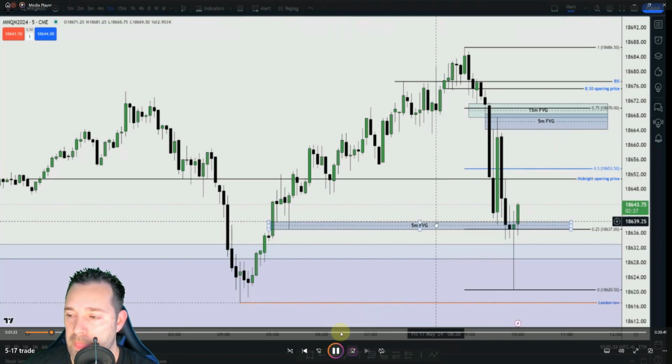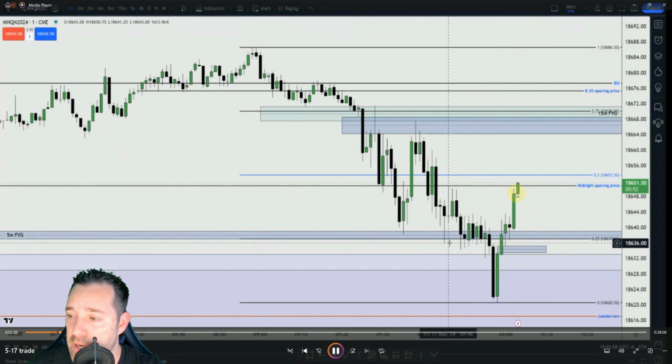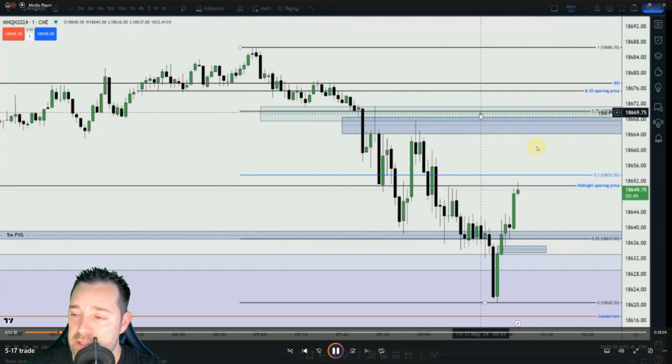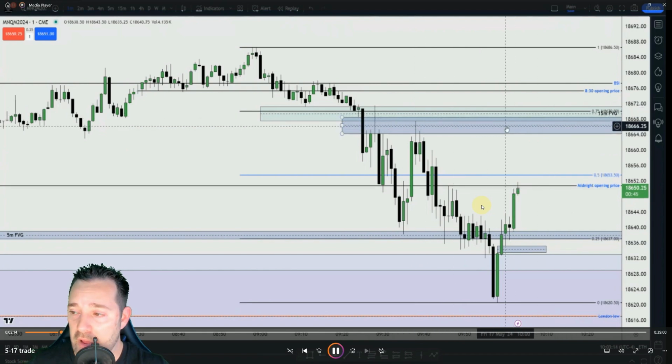Okay. Let's go back. So here we drop down to the 1 minute because we are displacing. So I'm dropping down and I'm on my other screens looking at the 1, 2, 3, 4, 5 minute charts.